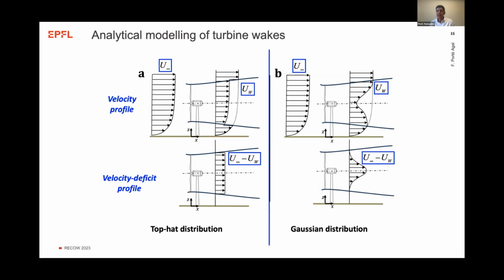So basically these models assume a certain shape of what we call the velocity deficit, which is the difference between the velocity in the wake and the incoming flow velocity. This will be the deficit. So whether it's a top hat normally or a Gaussian distribution. There are also some recent models that assume a cosine type of distribution.